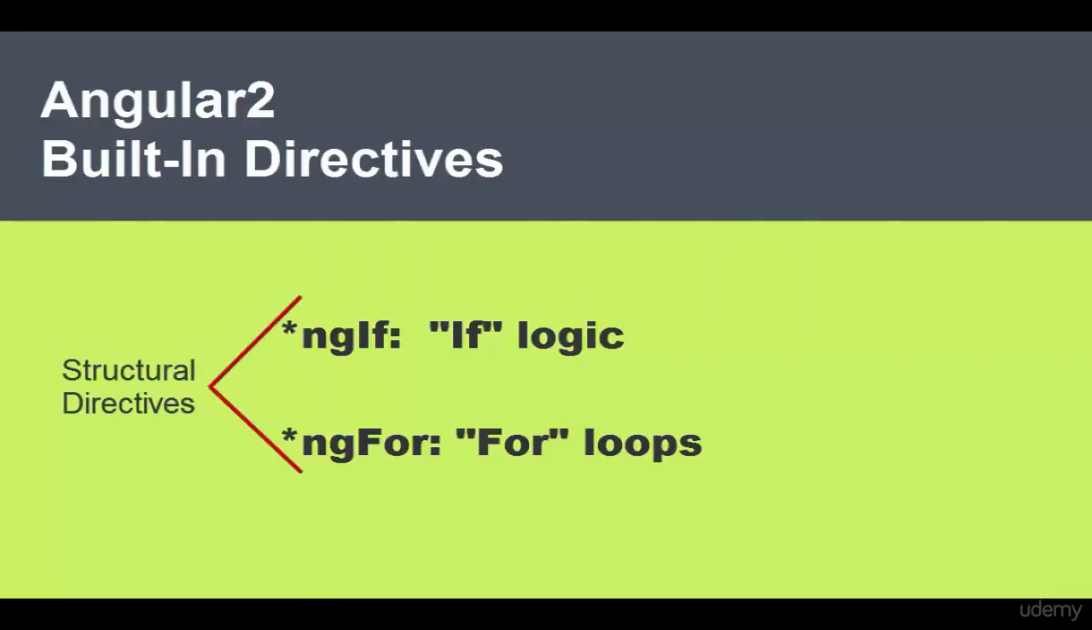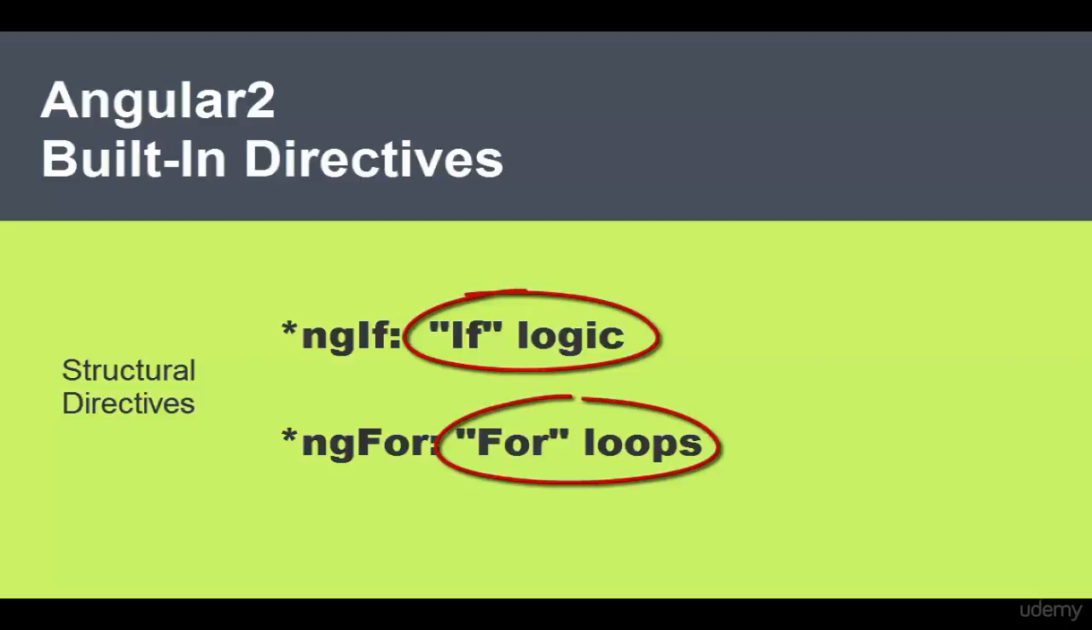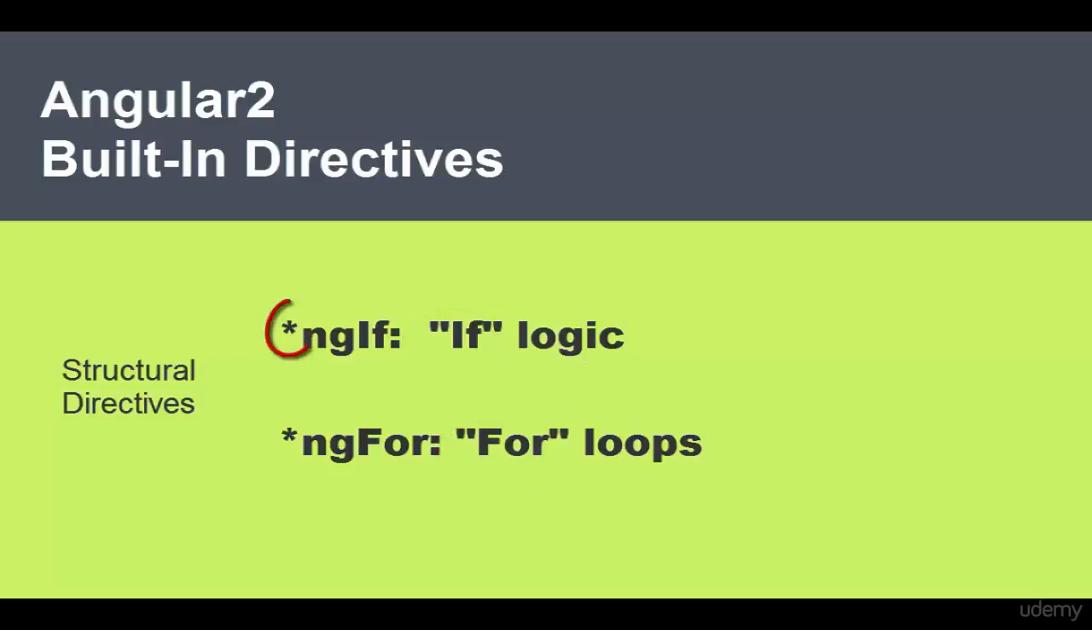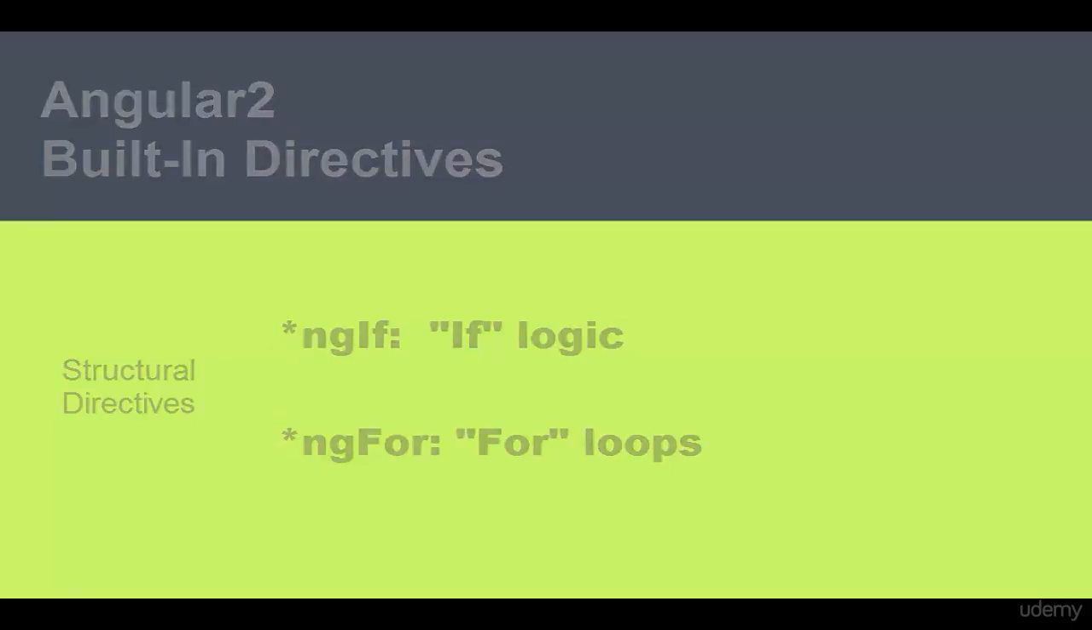A structural directive modifies the structure or layout of a view by adding, removing, or otherwise manipulating elements and their child elements. They help us to enhance our HTML with conventions like if logic and for loops. Notice the asterisk in front of the directive name. In Angular 2, an asterisk in front of a directive's name indicates that it is, in fact, a structural directive.